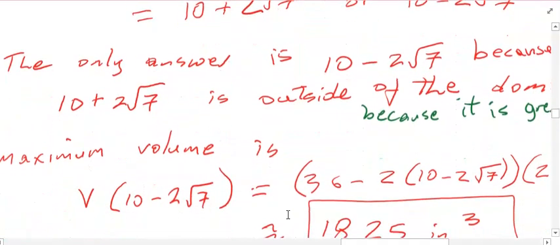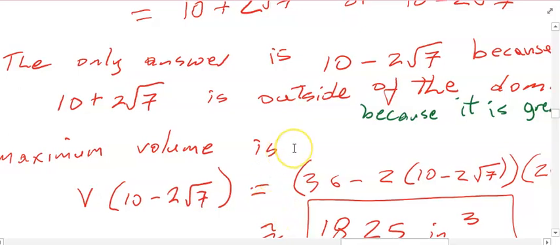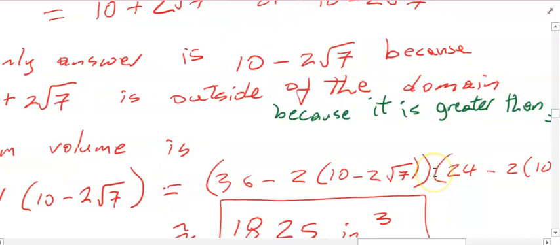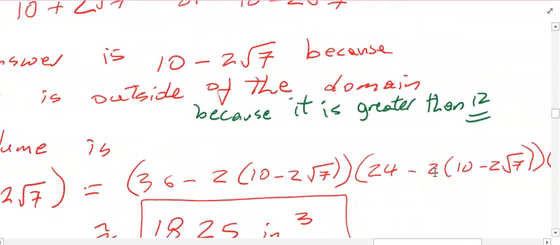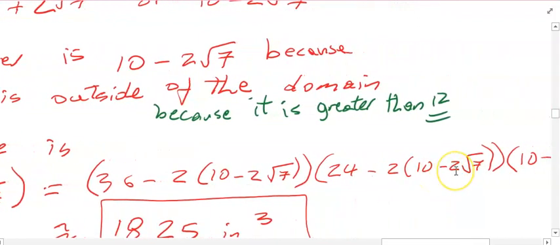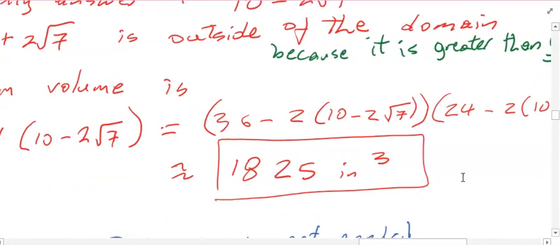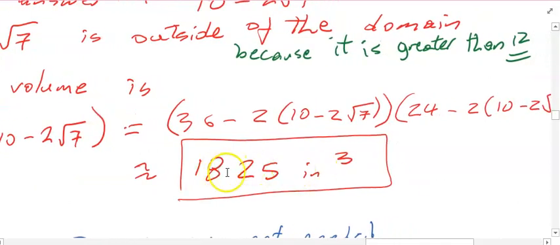So the maximum volume, therefore, would be 36 minus 2 times 10 minus 2 radical 7 times 24 minus 2 times 10 minus 2 radical 7, times 10 minus 2 radical 7. So our maximum volume would be 1825 inches cubed.